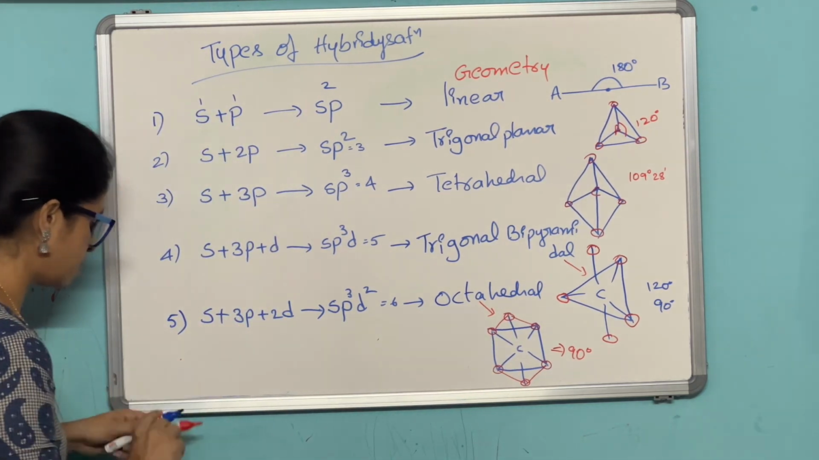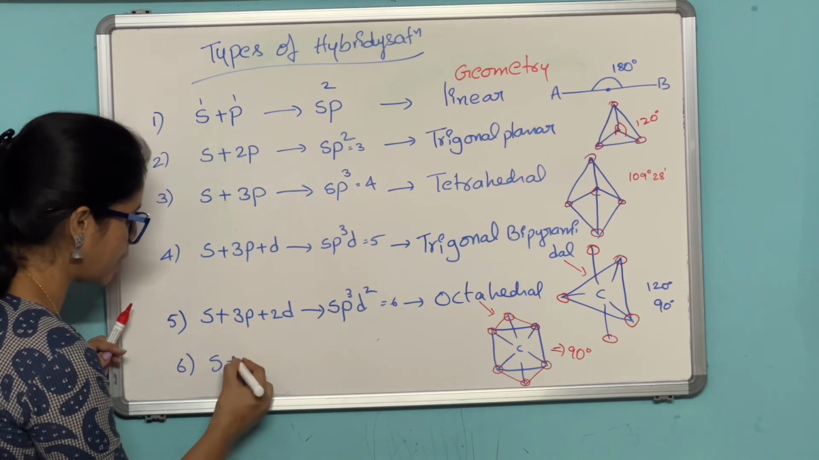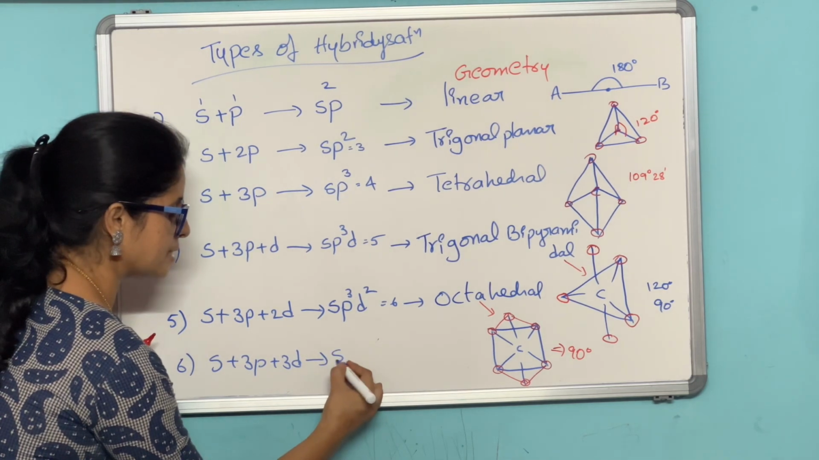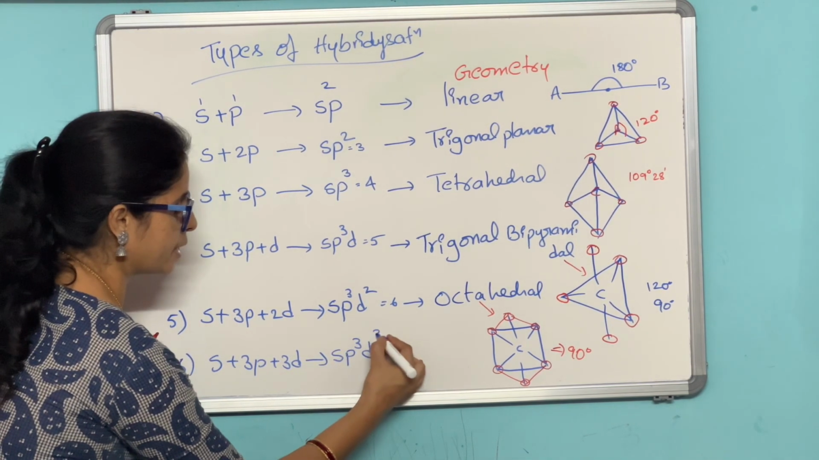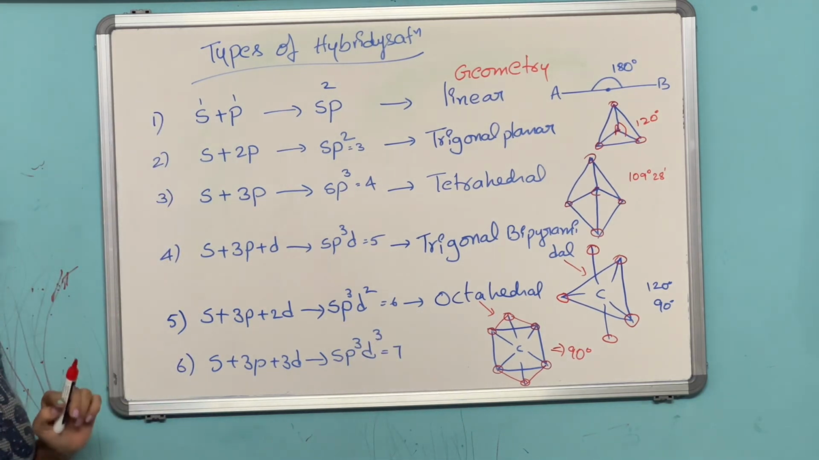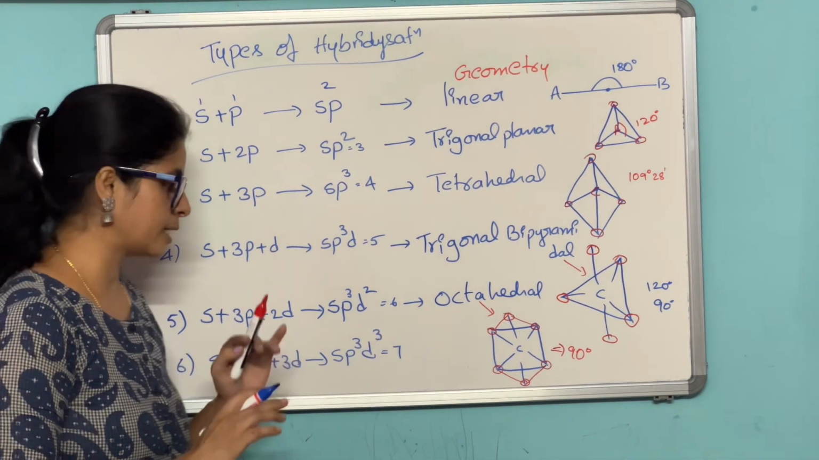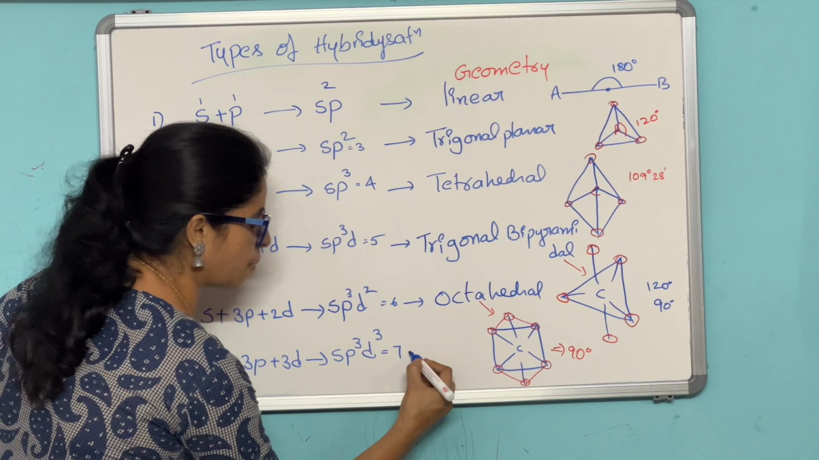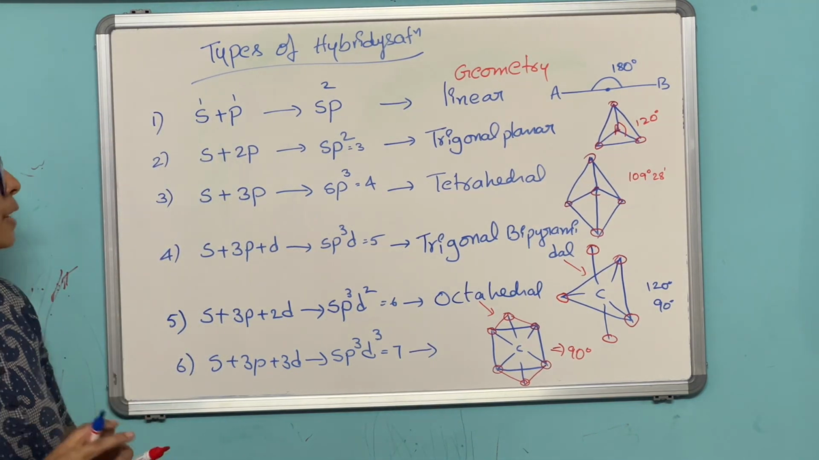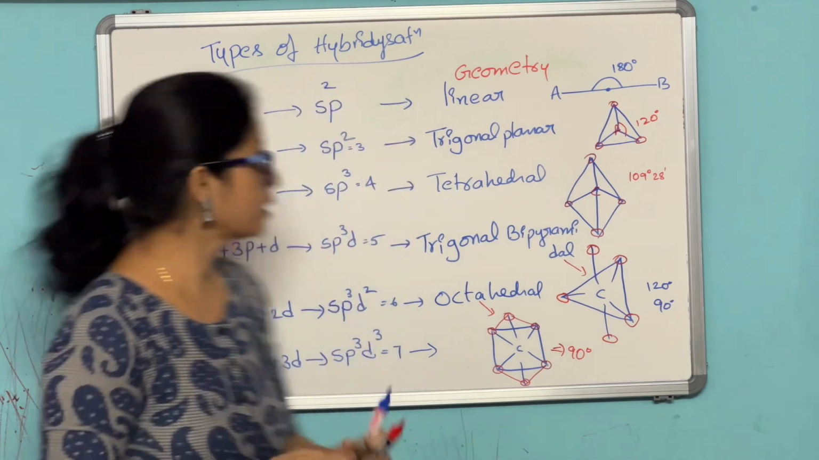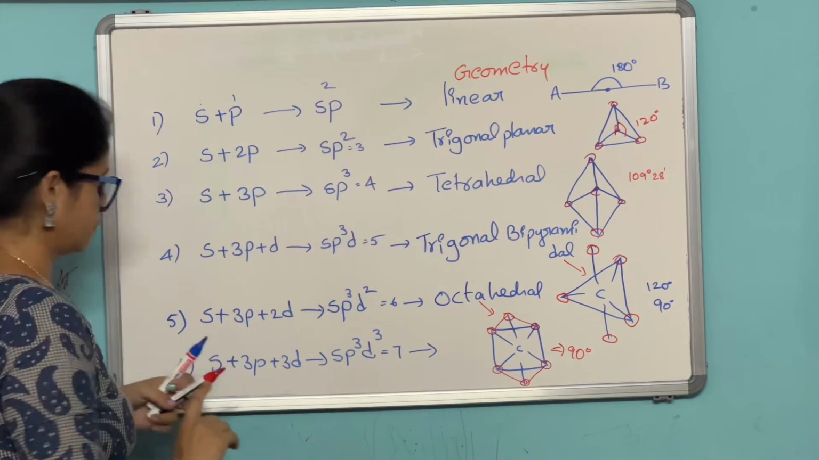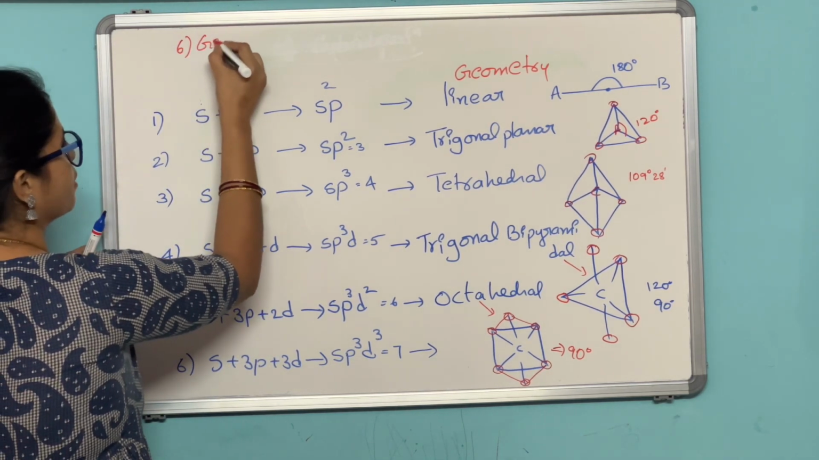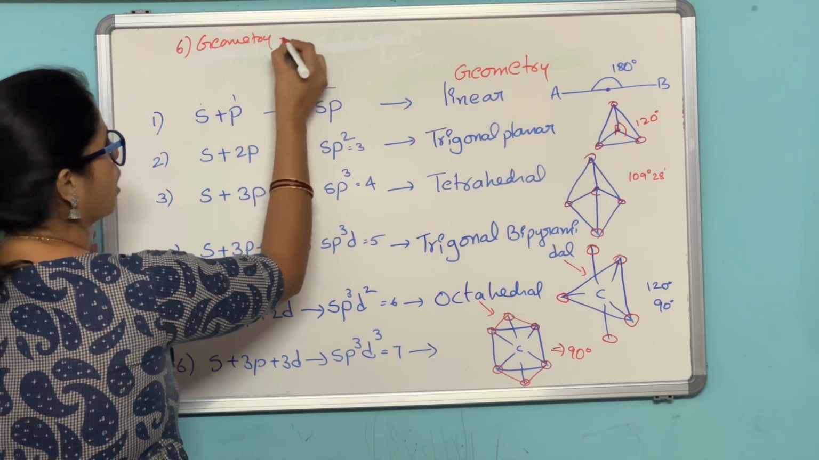And the next one, the sixth one. If one s orbital, three p orbitals and three d orbitals are involved, we call this sp3d3 hybridization. Seven hybrid orbitals are involved. What is the geometry? It is pentagonal bipyramidal. Here, I'll write here, the geometry for the sixth one is pentagonal bipyramid.